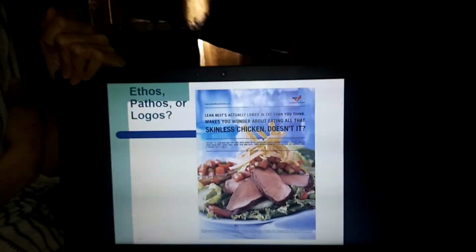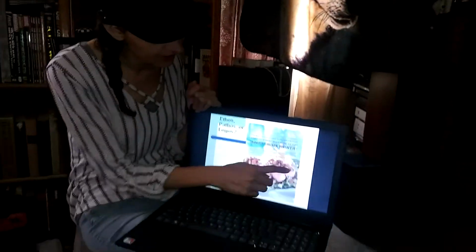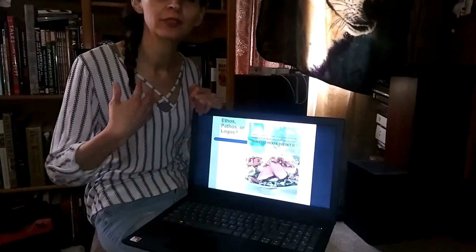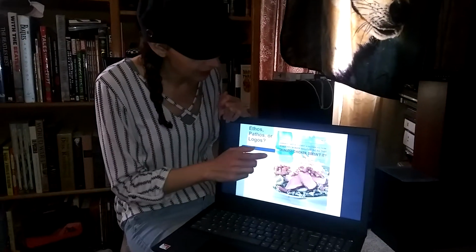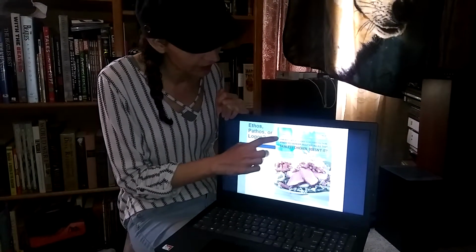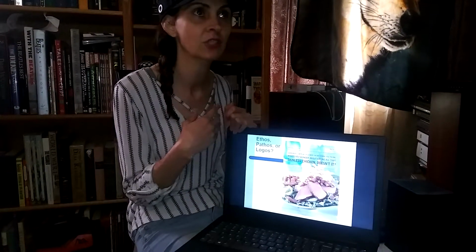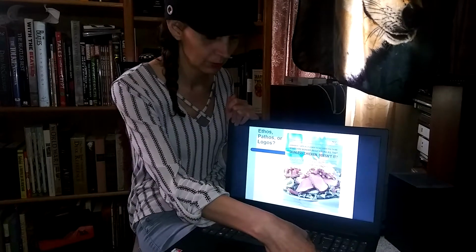Okay, so the strategy is the meat is most likely pathos because it appeals to hunger, okay? And then this part here is factual, so it's logos, okay? So anything that talks about facts, ingredients, anything like that would be logos, okay?